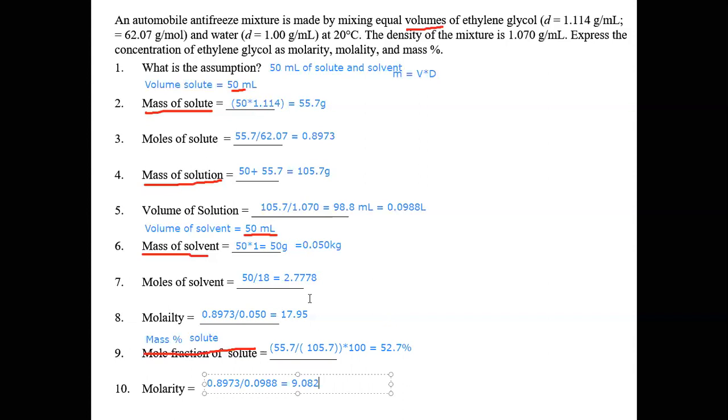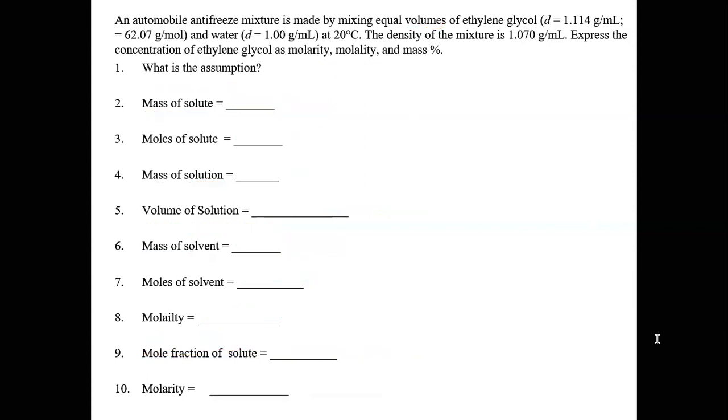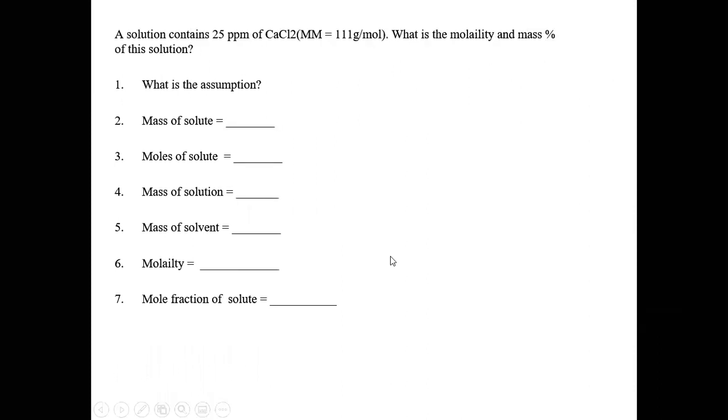Okay, so again, our assumption was 50 milliliters of solute and solvent because it says we made a mixture by mixing equal volumes of ethylene glycol. Now we have a little bit of a different one. We want to know if we have a solution that contains 25 ppm of calcium chloride, what is the molality and mass percent of this solution?